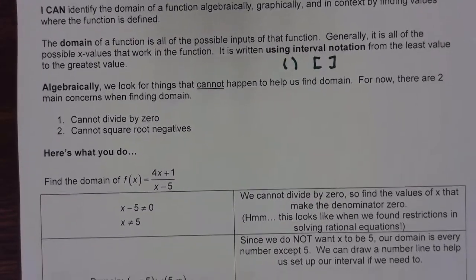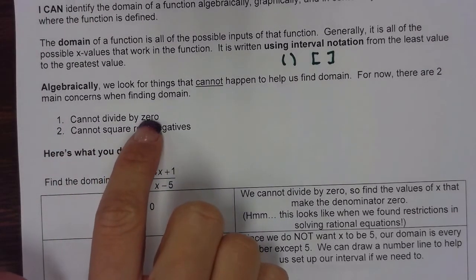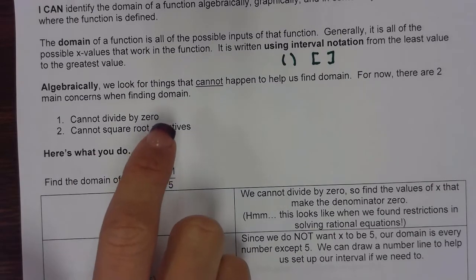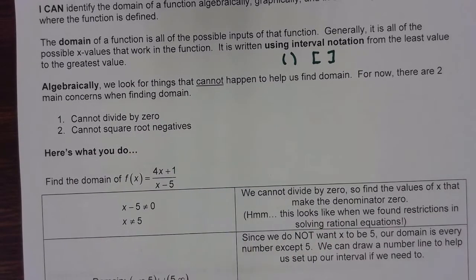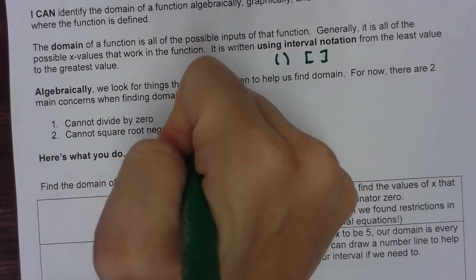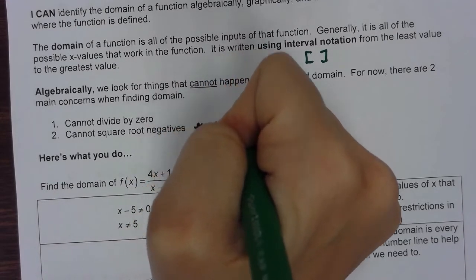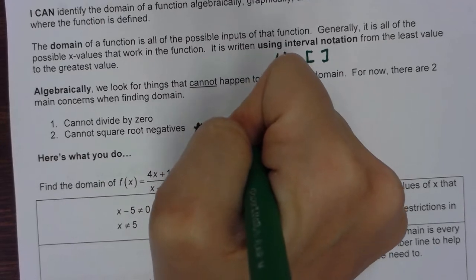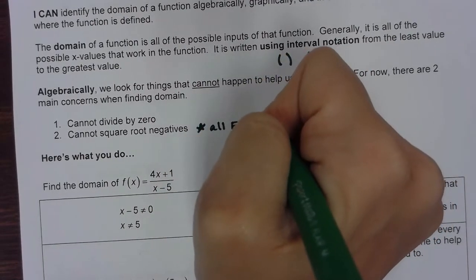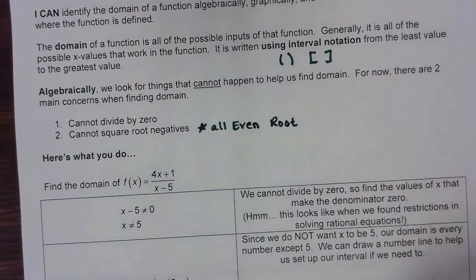So algebraically, we're going to look for things that cannot happen. So some things that we want to focus on is that we cannot divide by zero, and square roots cannot have negative numbers under there. We want to keep in mind that even though it says square roots, it also means all even roots. So 4th root, 6th root, and so on and so on.